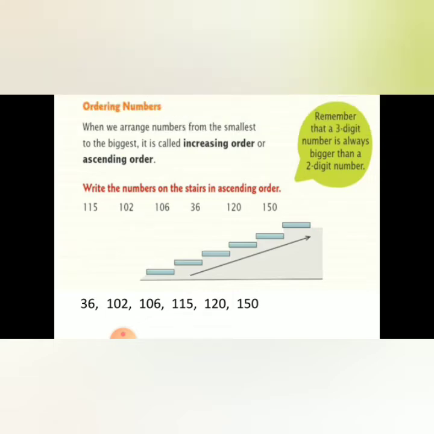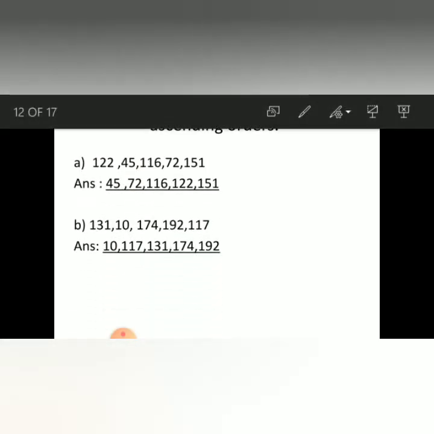Let's move to the next one. Arrange the given numbers in ascending order. Okay, here there is one question: 122, 45, 116, 72 and 151. If you look here, there are two-digit numbers also among the three-digit ones. The first one is 45 and then there is 72. A little bigger than 72 is 116. Bigger than 116 is 122. And the last number is 151.